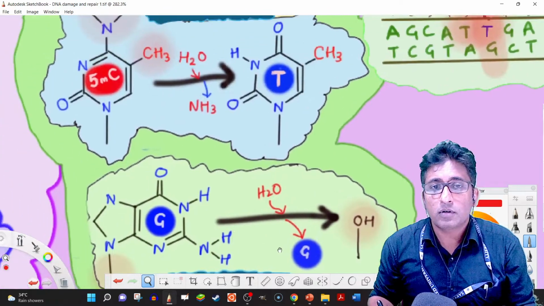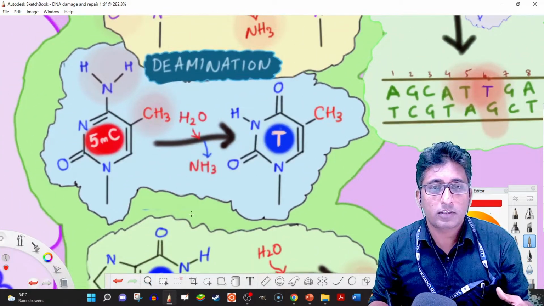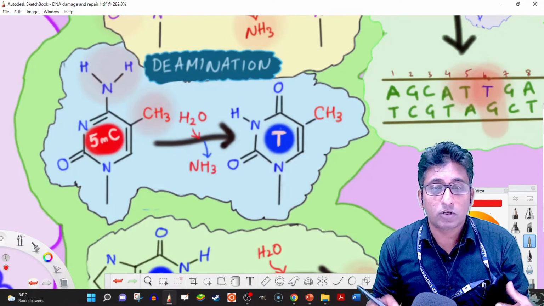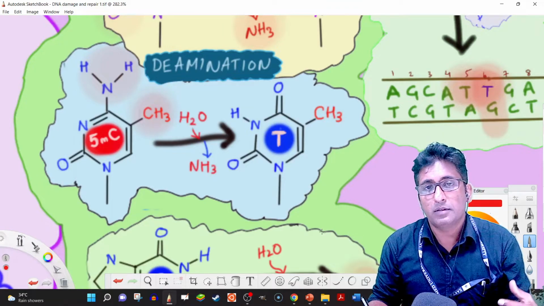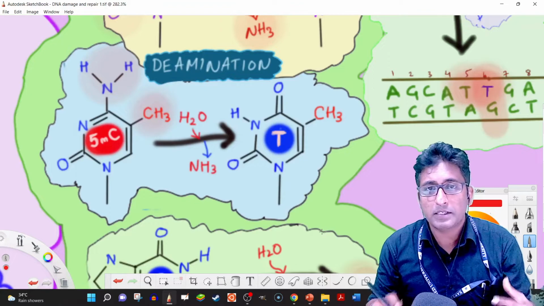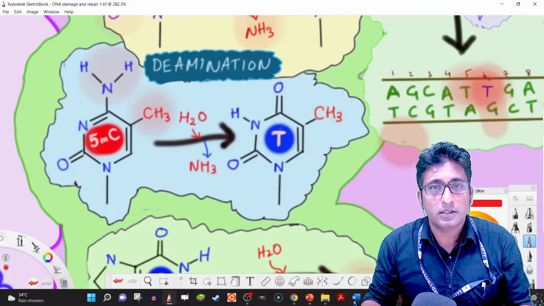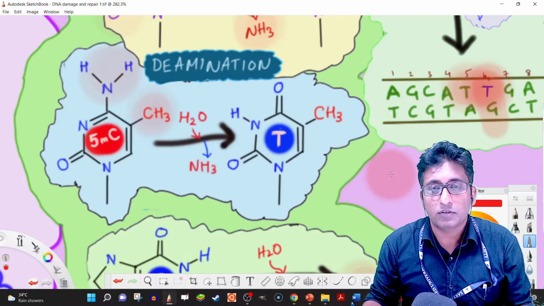This is much more so with 5-methyl cytosine, and the formation of thymine is a very good hot spot for mutagenesis, because the probability of the thymine being counted as a legitimate base will cause a lot of problems, and mutagenesis will establish the formation of mutations.